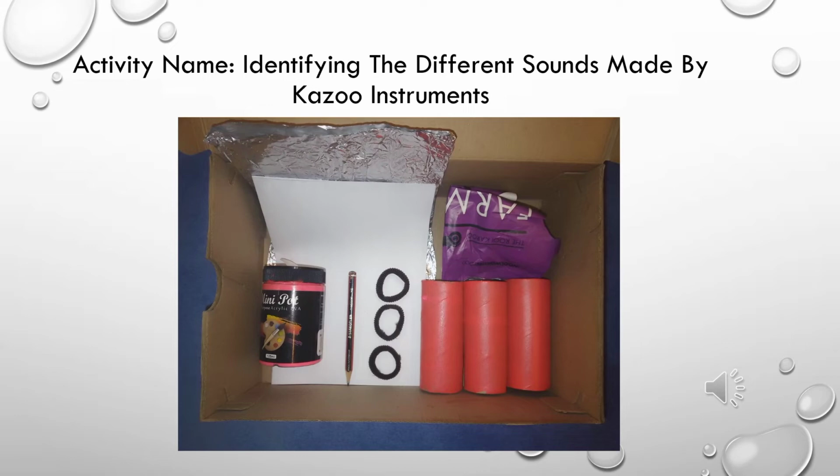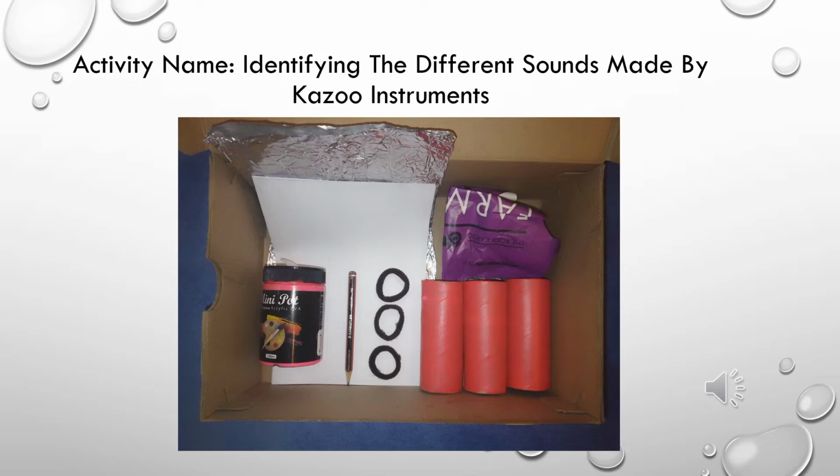Hello, my name is Letabo Chabalala, and for my Discovery Box activity, I'll be making 3 kazoo instruments. The name of my Discovery Box activity is Identifying the Different Sounds Made by Kazoo Instruments. What exactly is a kazoo? A kazoo is a toy wind instrument that has a film that makes a sound when you hum into the mouthpiece.